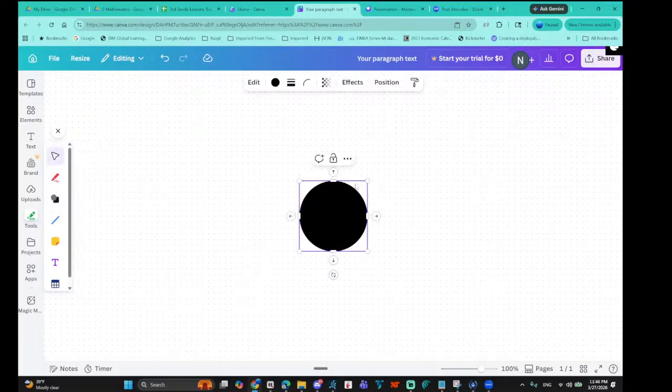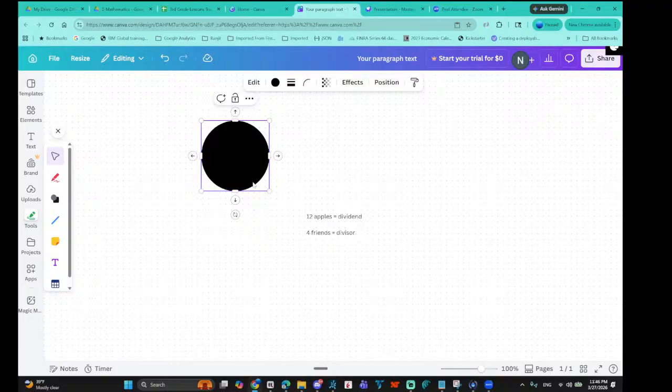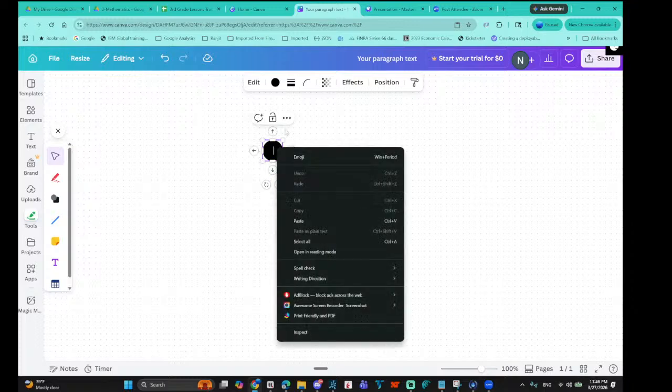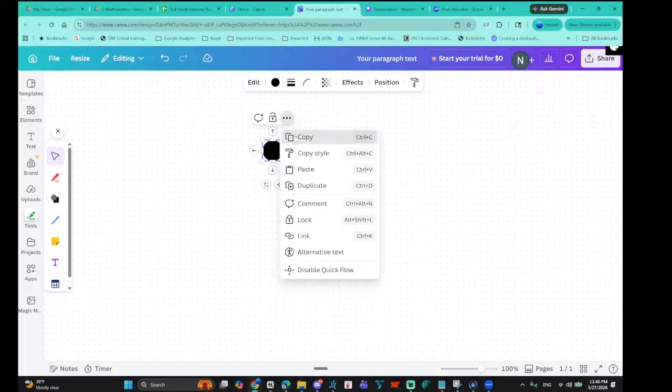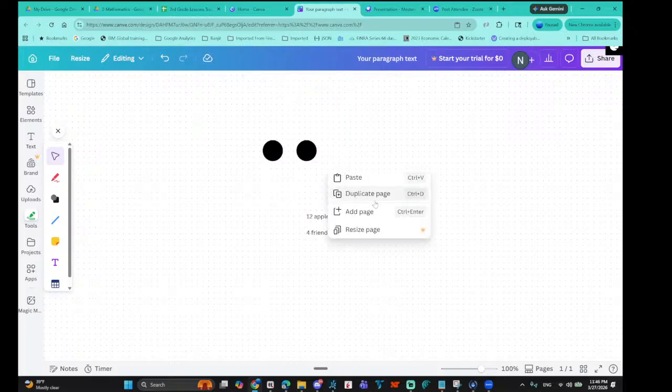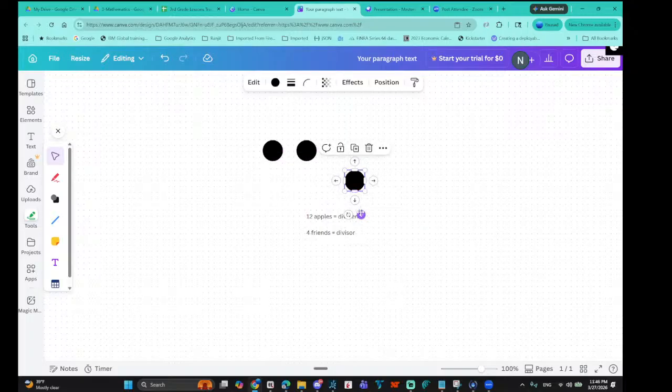So we have this, and then now we will demonstrate it like this. So you have your, so let's say this was one of the friends, right? And then we will make 4 more like this because there is 4 equal groups.